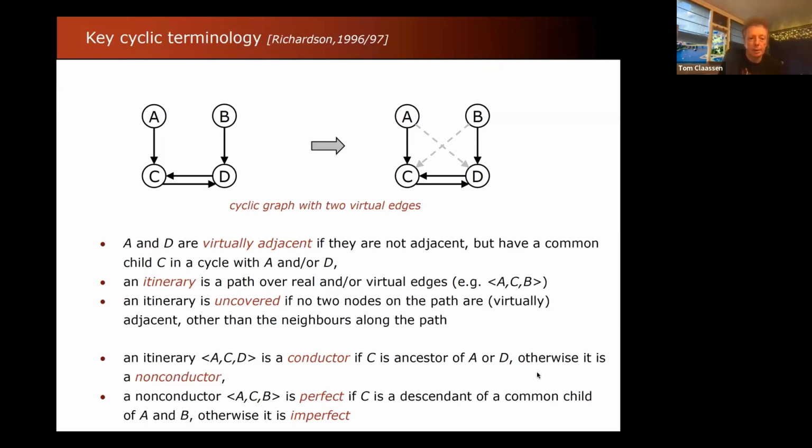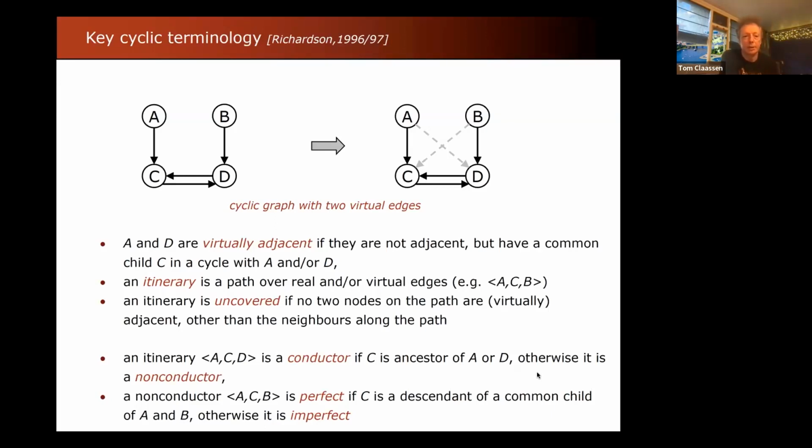Then the next is the notion of an itinerary, which is a generalization of a path in the graph, but now it can include both real and virtual edges. For instance, ACB on the left-hand side is an itinerary with one real edge from A to C and then a virtual edge from C to B.